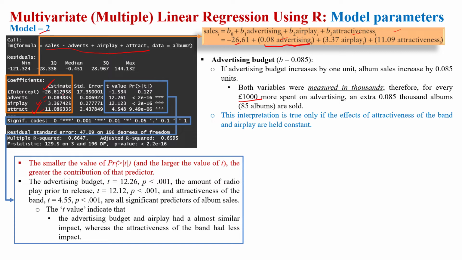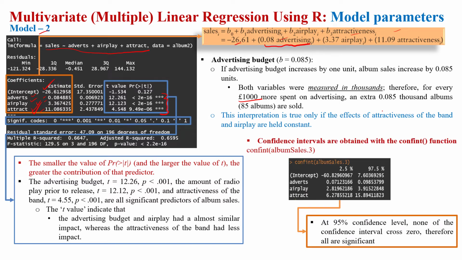Now, in order to check the significance, we are going to check the p values. Because all the p values are less than 1%, we can say that the effect of advertisement expenditure as well as airplay as well as attractiveness is significant on the response variable, which is the sales variable. There is another way to check whether these variables are significantly affecting the response variable, with the help of confidence intervals.